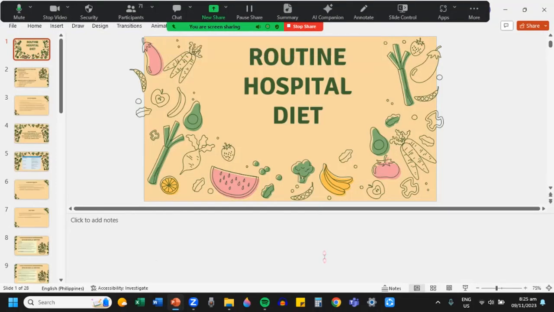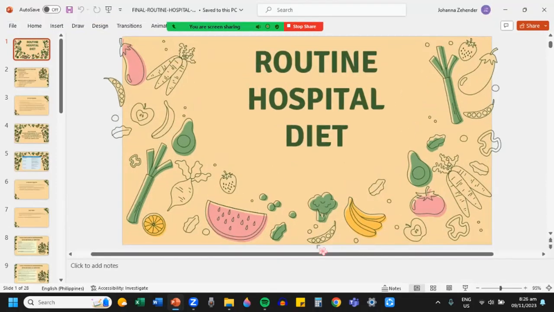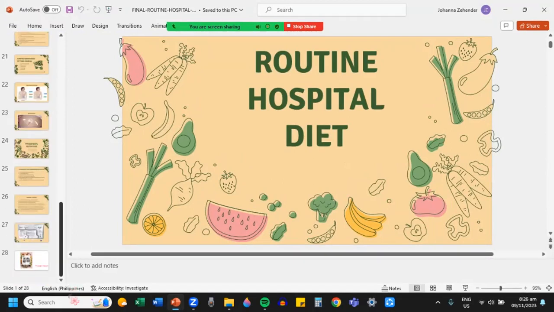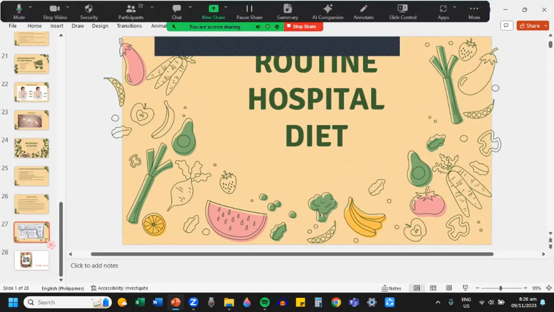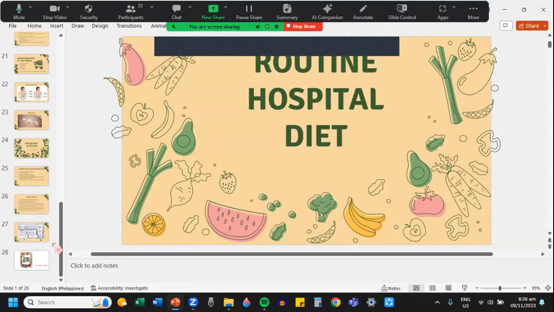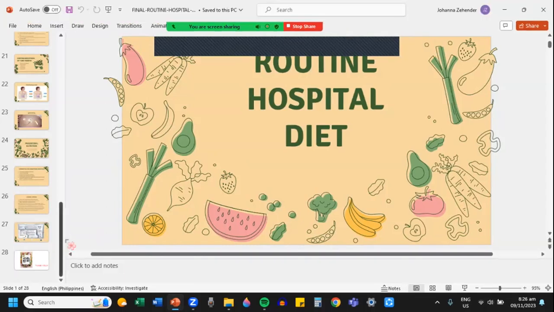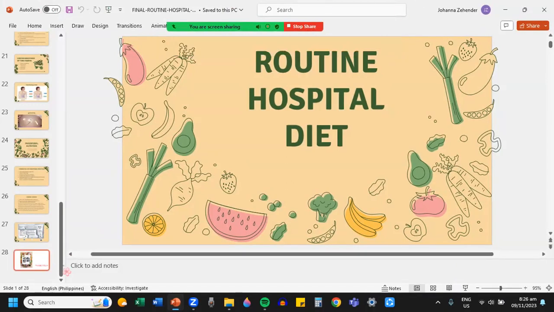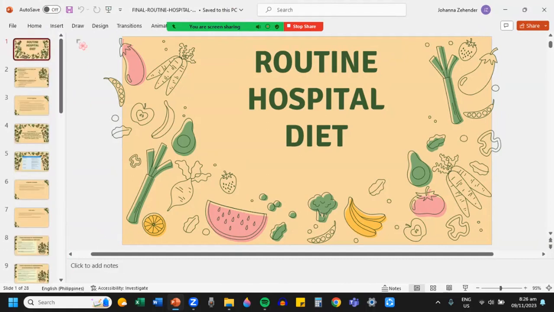Okay, so the next lesson will be on the different types of routine hospital diet. Now, for this lesson, it's 28 slides, minus 2 for the title, so ano lang siya, 26 slides. Most likely by 9:30 matapos ko na itong lesson for both 2E and 2G.